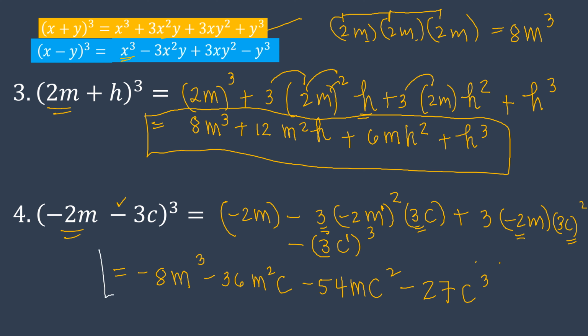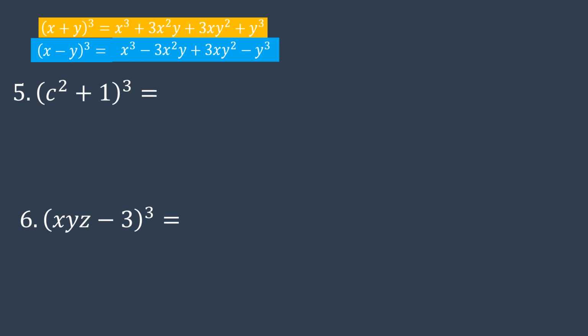Okay, let's proceed to number 5. So number 5, so this is a plus, so we have to follow this model, this one. So c squared, our first term is c squared. And since it says that we cube the first term, and our first term is c squared, plus thrice the square of the first term.